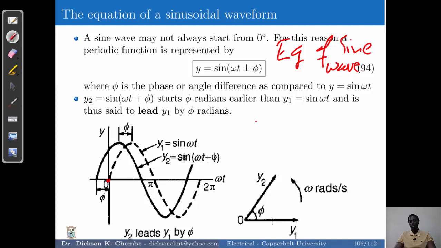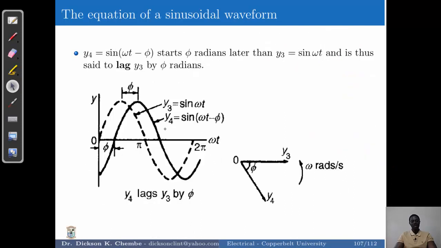Any phasor that deviates from this reference phasor, we can understand as either leading or lagging. Here we have y2 that starts with a plus phi, meaning this phasor starts earlier than the reference phasor. As you come from here, you first meet this phasor, which starts before the reference phasor starts, so we call it a leading phasor. A positive angle means we have a leading phasor compared to the reference phasor. In this phasor diagram, the leading phasor with angle phi is above the horizontal line. If it is below this line, we consider it a lagging phasor, meaning it is behind the reference phasor.